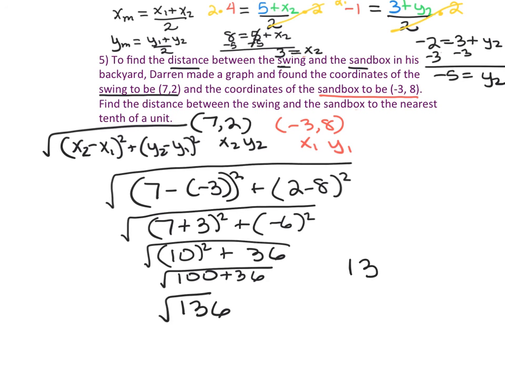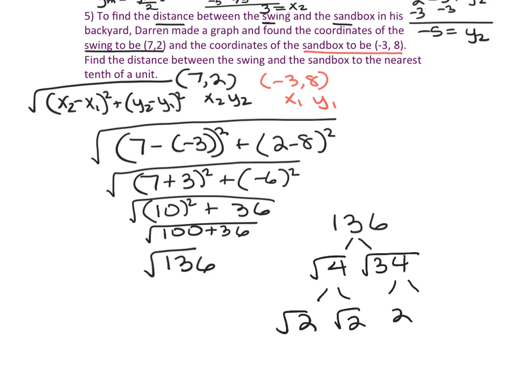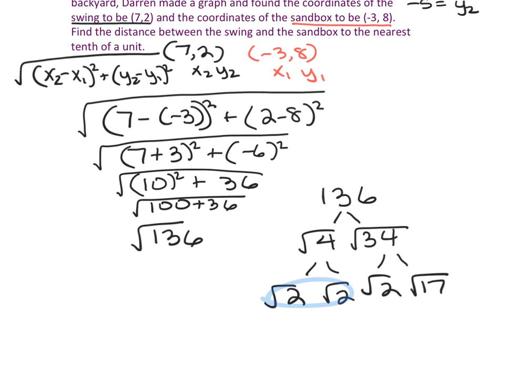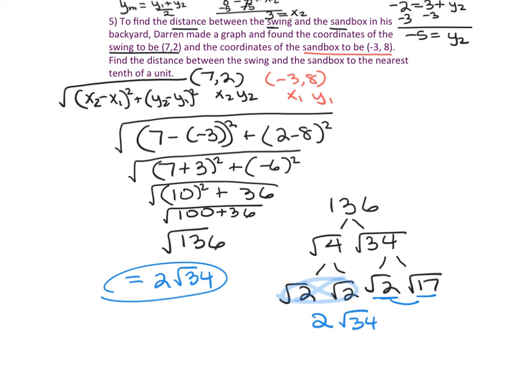I'm now going to do a factor tree for 136. 4 times 34. Keep breaking it down till it's prime. Now look for pairs. I have a pair of 2's. When you make a pair, that becomes a perfect square. So now it comes out of the radical as a 2. These 2 do not have pairs. Multiply them back. And the simplified radical is 2 square root 34. So that would be the distance between the sandbox and the swing.